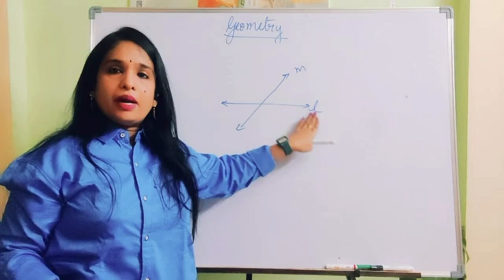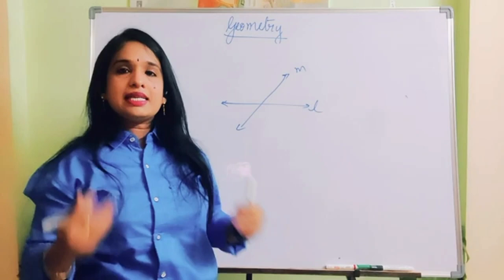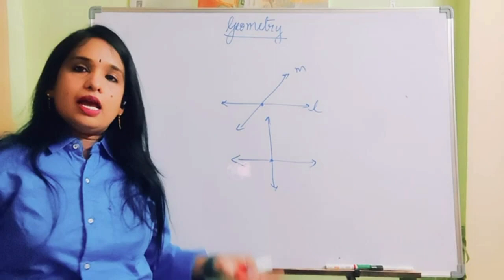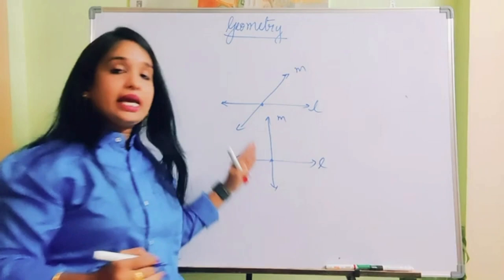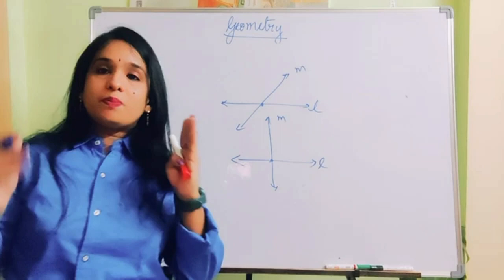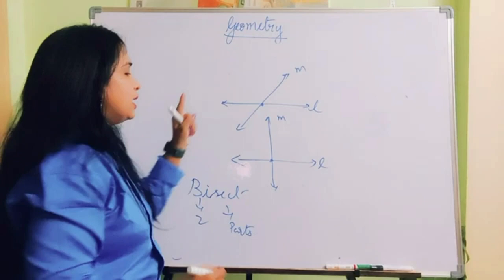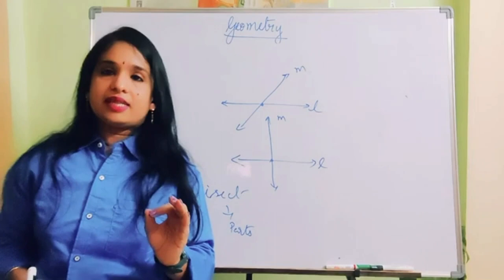Cuts the line L, but it is not always sure that it cuts exactly into two equal halves. What is the chance or what is the sequence wherein it cuts like this? There are two ways. Both are called the intersection points or point of intersection, but there is a lot of difference. In the second case, M cuts the line L in such a way that L gets bisected into two equal halves. What do you mean by the word bisect? Bi means two, sect means parts. That means a line cuts the other line into two equal parts. Then it is called the bisector. So here in this case, M is called the bisector to the line L.